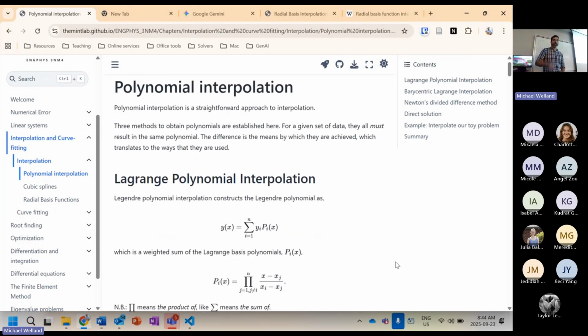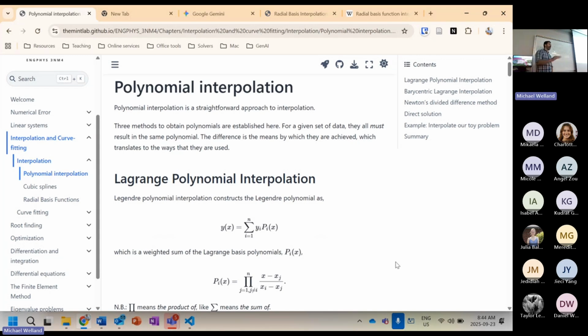Okay, polynomial interpolation. It is a very straightforward approach to interpolation. We're going to talk about three methods of constructing the polynomial. Three different ways that we're going to construct this polynomial. But because for n+1 data points, there is only an order n polynomial that fits all of them, all three of these methods necessarily can only ever result in the exact same polynomial.